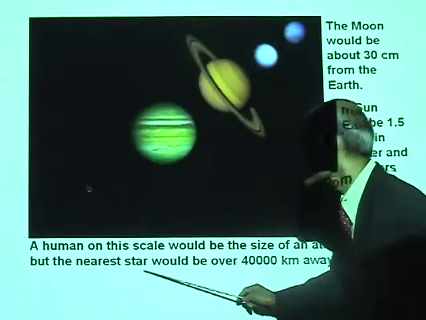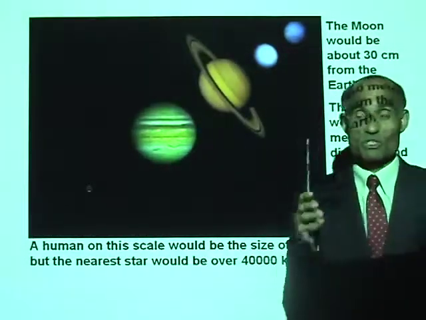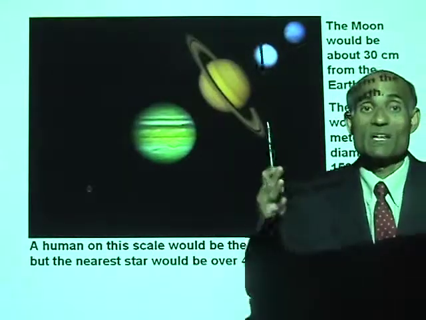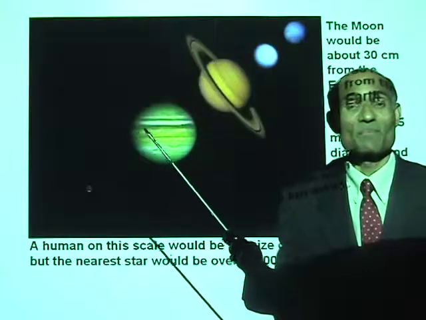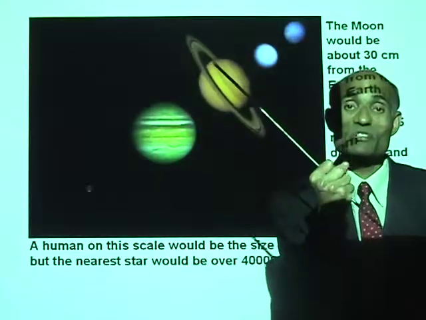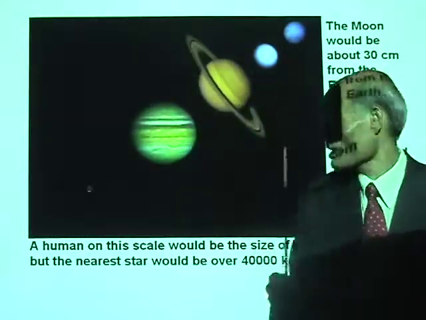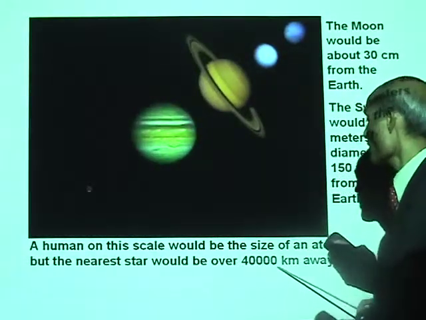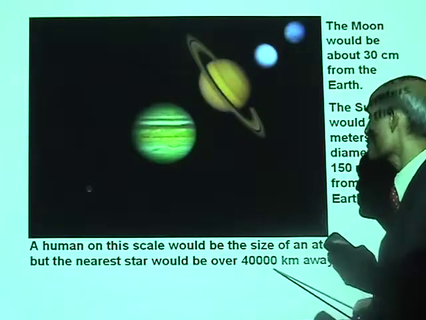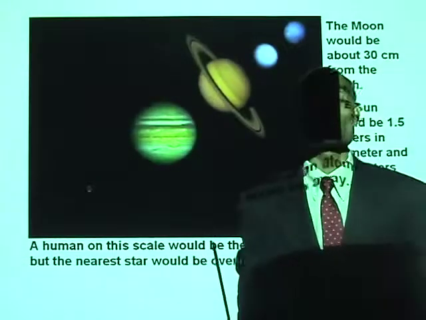But the nearest star, alright, this is where I want you to appreciate why the solar system or the universe is mostly empty space. When you bring down the solar system to this scale, where is the nearest star? The nearest star would be over 40,000 kilometers away.